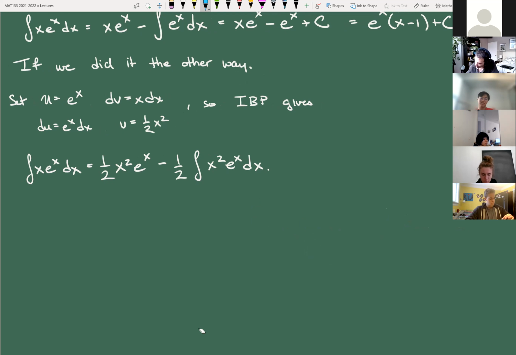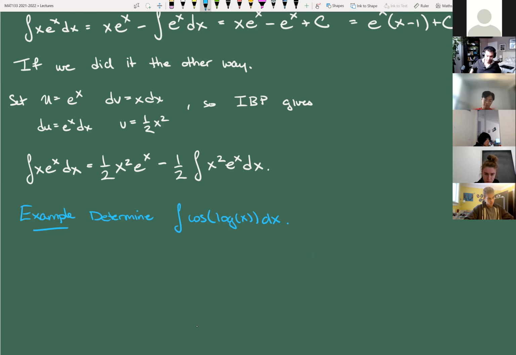Okay, let's do a hard one. This is one of my favorites. I love this problem. You always get a student who comes to you and asks you how to do it. So I'm going to do it for you right now. There you go.